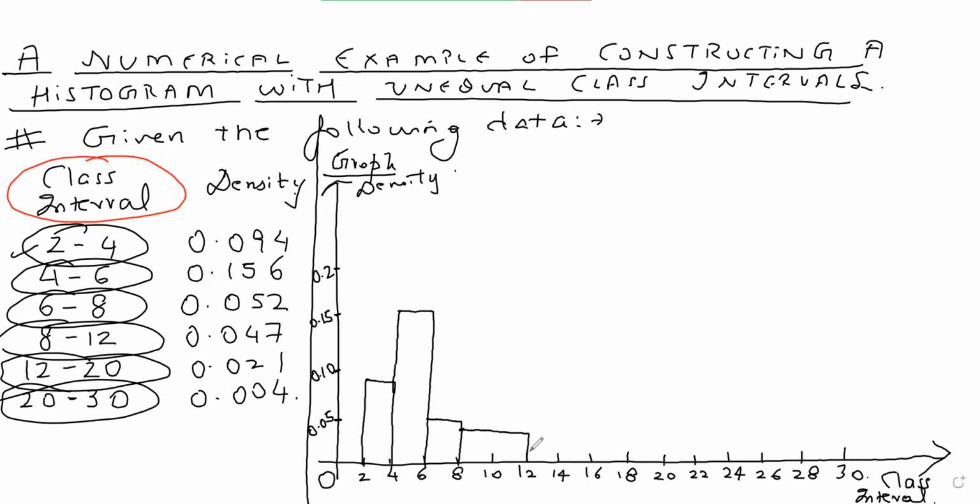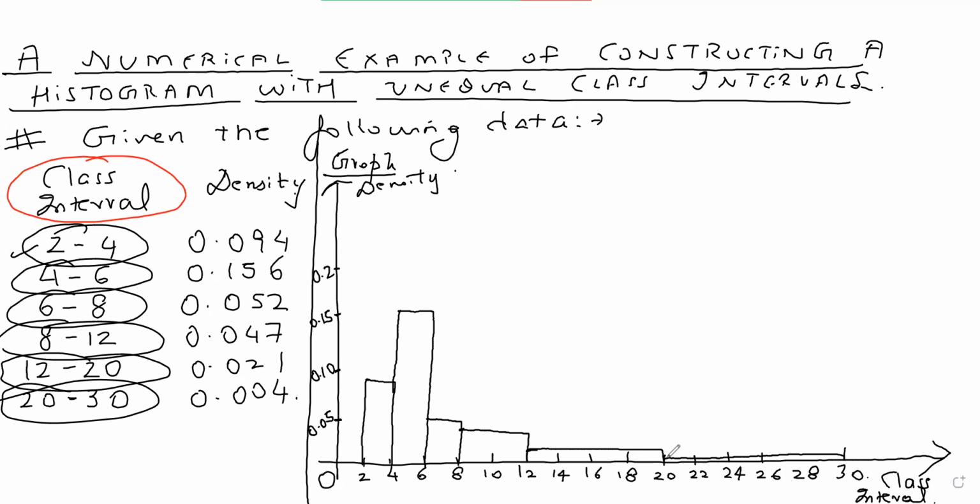0.021 will be somewhere like here, for 12 to 20. And then 20 to 30, I just have 0.004, a very tiny value. I don't know if students are able to see that as well. It's very tiny. It's kind of difficult to draw this in an online class, but I'm trying my best to draw it as accurately as possible.